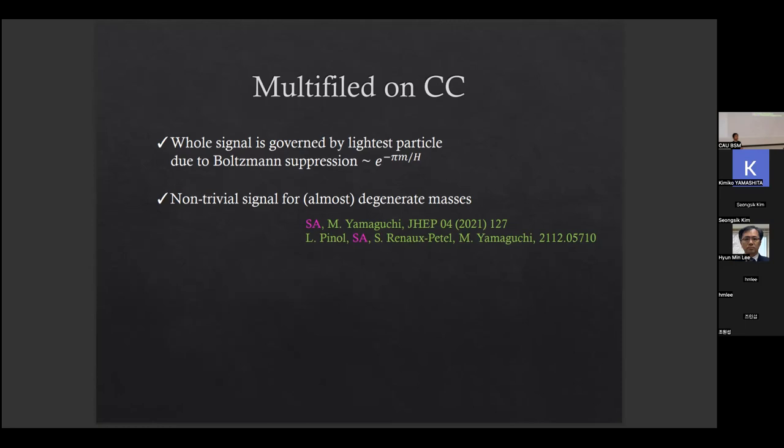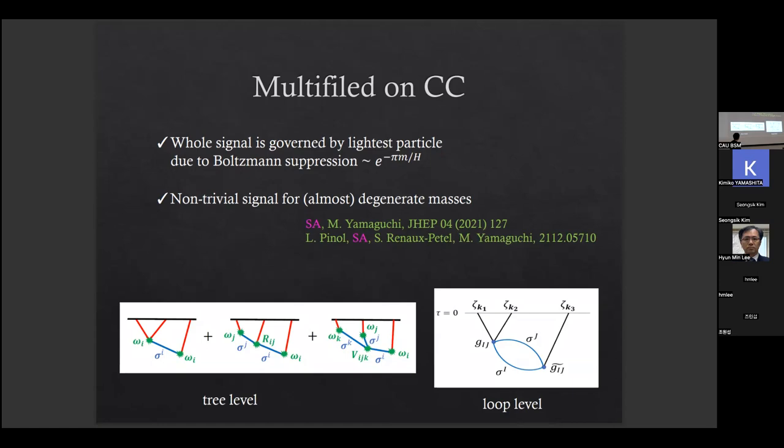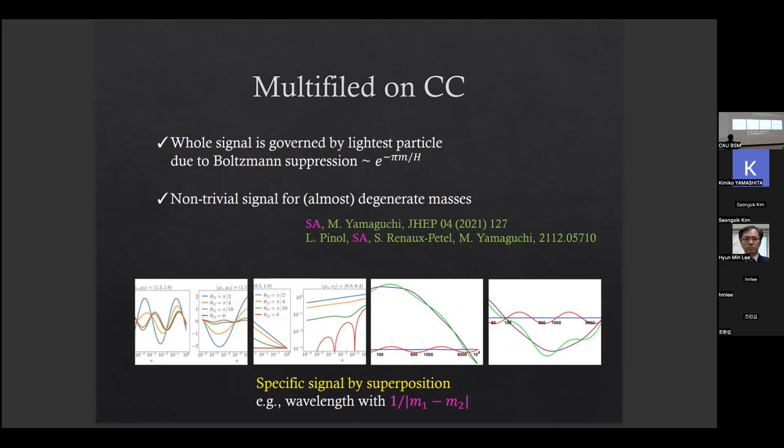But what we found is a non-trivial signal appears for the almost degenerate case. Actually, this is not today's topic, but I only show some results. We consider this kind of diagram. We discussed the Majorana field at the tree and loop level, and here sigma has an index I, which can be arbitrary. I will not explain the details, but we get a very specific signal by the superposition of the several degenerate particles.